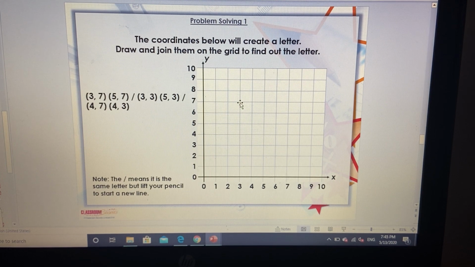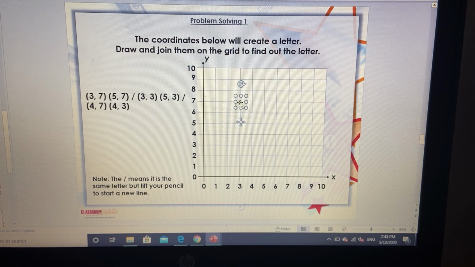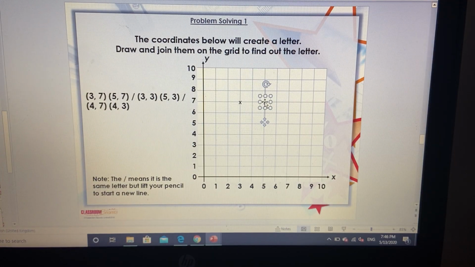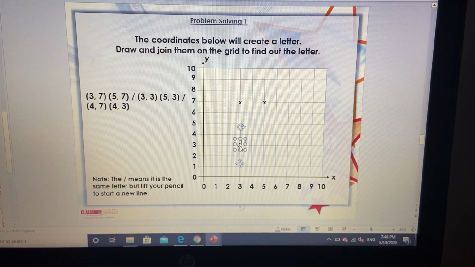And I'm going to put a little X in there. Then I have to start with our next coordinate, which is 5, 7. So I'll go along to 5 and up to 7. And I'll pop another X in there. I then have to go 3 across and 3 up, and I can pop another X in there.